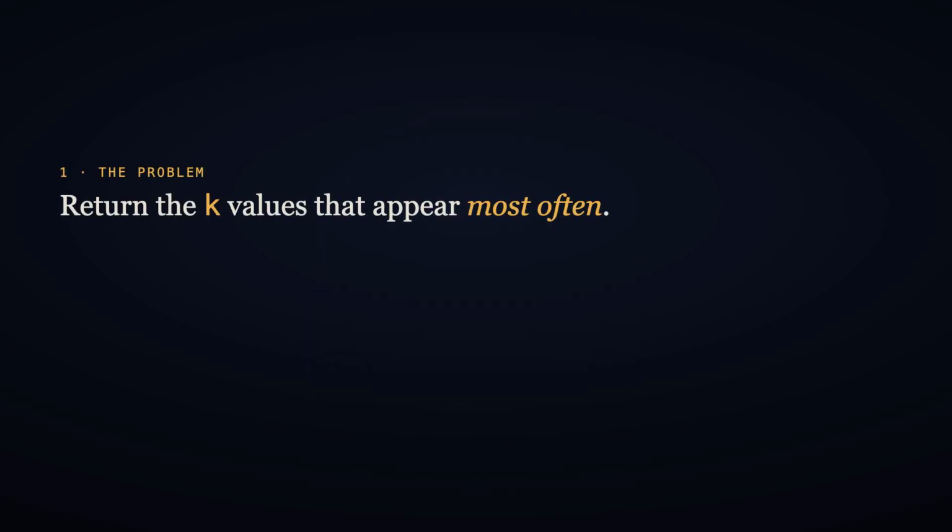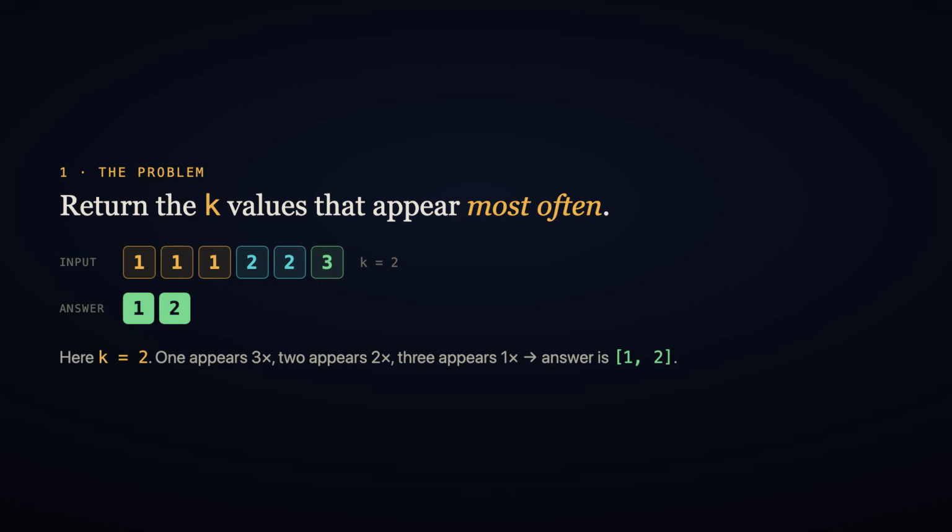Here's the job. You get an array of numbers and a number k. Return the k values that appear most often. Take 1, 1, 1, 2, 2, 3, with k equal to 2. 1 shows up 3 times, 2 shows up twice, 3 shows up once. The two most frequent are 1 and 2, so that's the answer. Order in the answer doesn't matter. What matters is that we pick the right k.